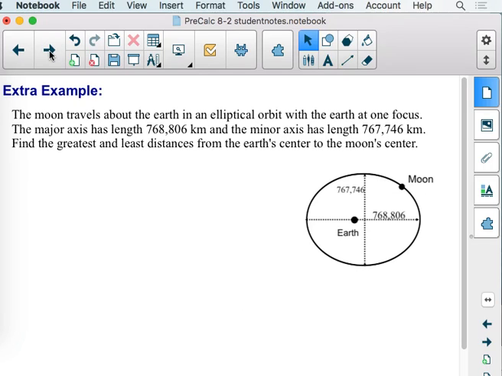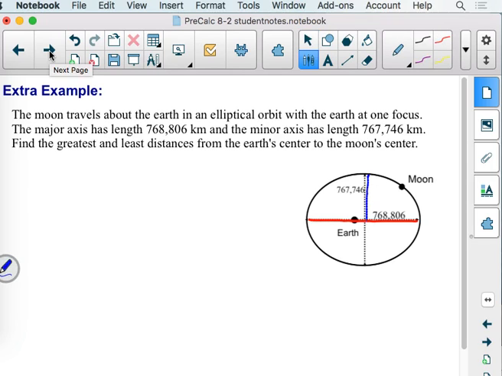This one. The moon travels about the Earth in an elliptical orbit with the Earth at one focus. Yeah, it's not a perfect circle. It says the major axis has a length of, and we can see it in the picture here. I don't really like the placement of it because it kind of makes it look like it's just there to there. But this whole thing is 768,806 kilometers. And the minor axis, the whole thing, 767,746 kilometers. Here's what we want. Find the greatest and least distances from the Earth's center to the moon's center.